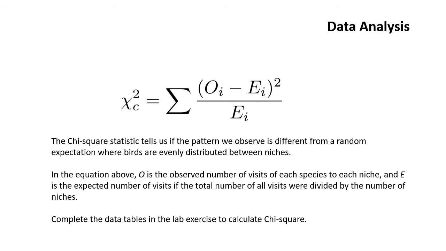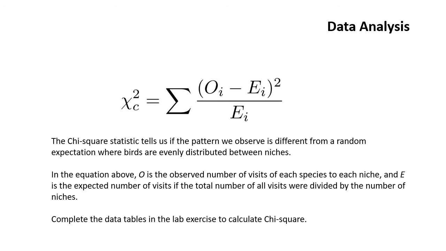Then to analyze your data, we're going to use a statistic called chi-square, which you might have seen before in genetics. And what chi-square does is it tells us if the observations that we see are different from a random expectation, or at least an expectation where everything is evenly distributed.